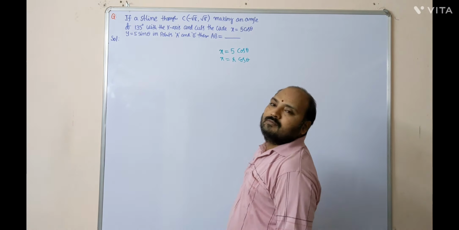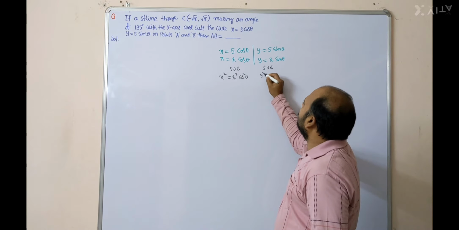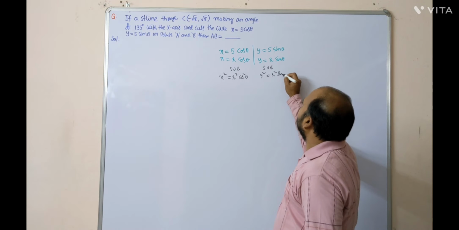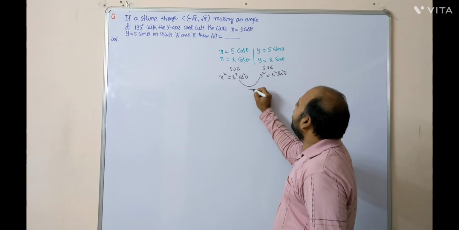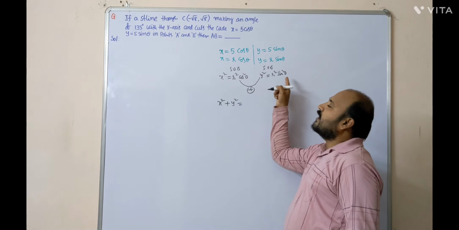Squaring on both sides. x square equal to r square cos square theta. y square equal to r square sin square theta. After that we can add both. So x square plus y square equal to r square, taking common, sin square theta plus cos square theta, the value is 1 now.